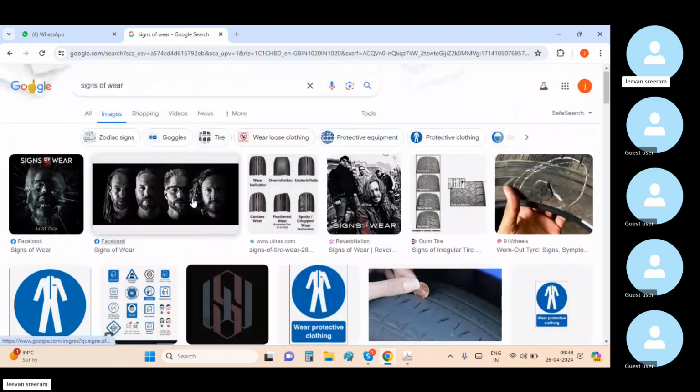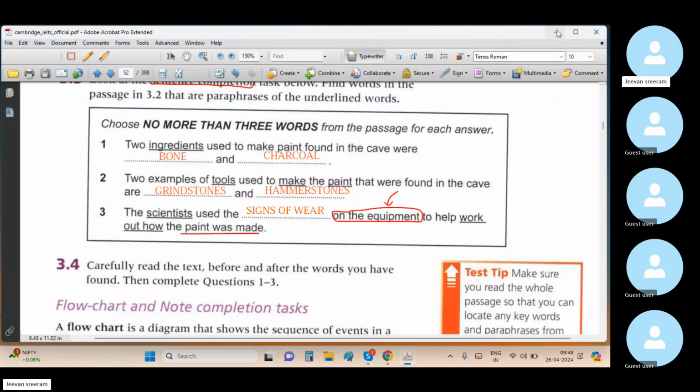For better understanding of any phrase, you can just Google it and click on images. Okay.